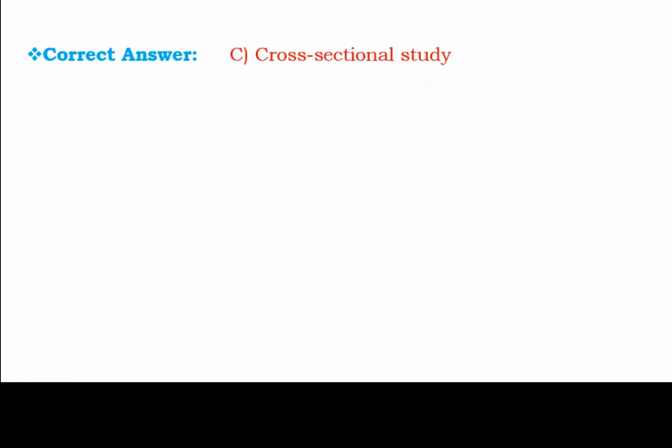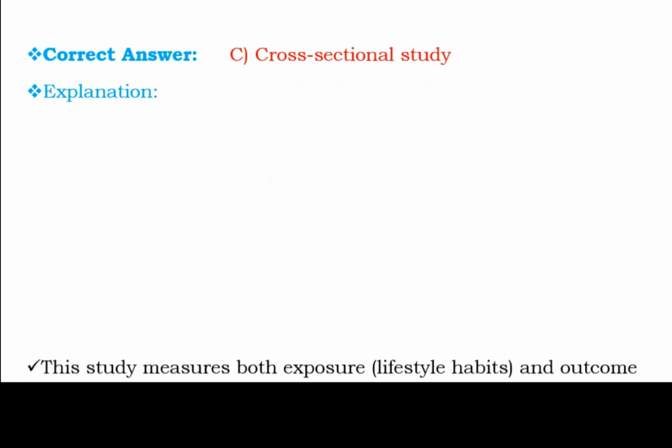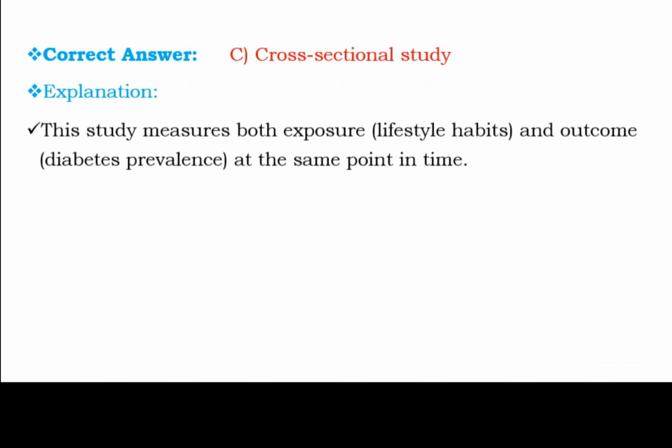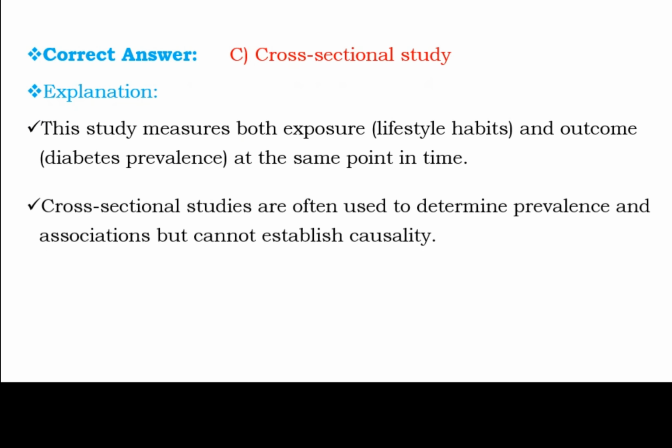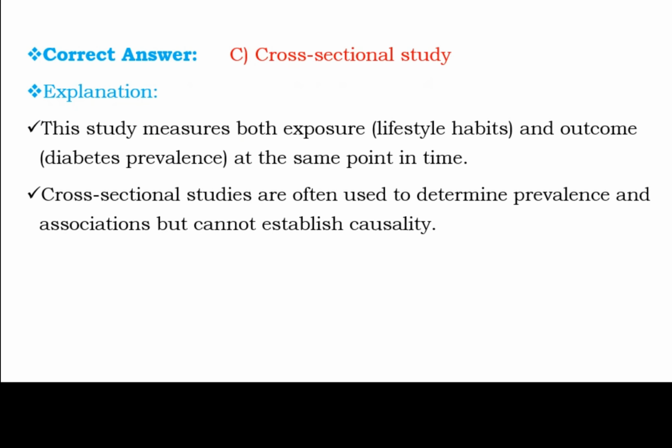Correct answer: C. Cross-sectional study. Explanation: this study measures both exposure, lifestyle habits, and outcome, diabetes prevalence, at the same point in time. Cross-sectional studies are often used to determine prevalence and associations, but cannot establish causality.